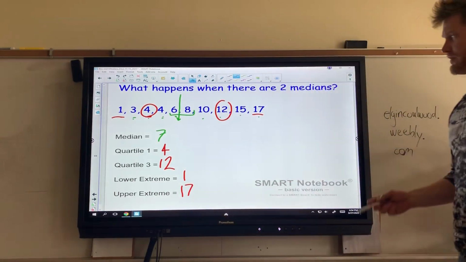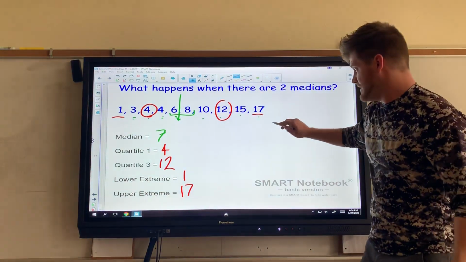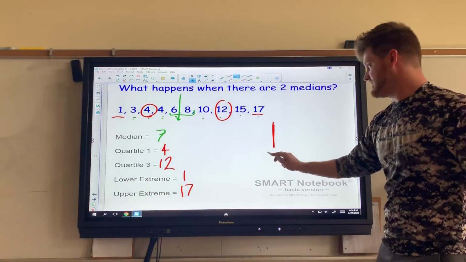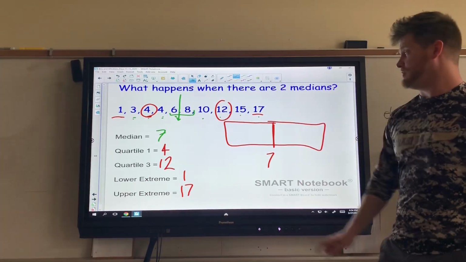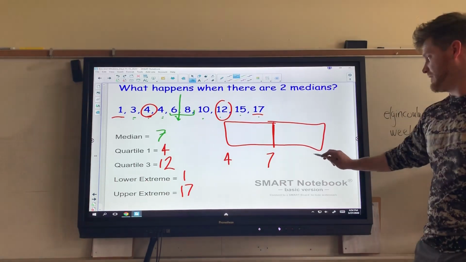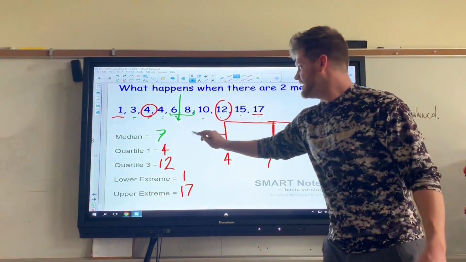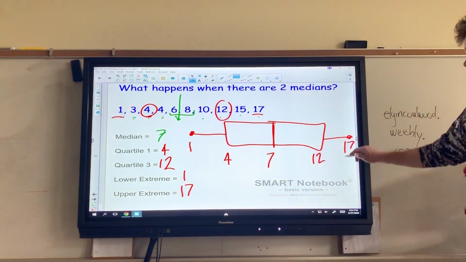This one is already in order from least to greatest, so it's a little easier. Now when we create this, the median is going to be above a 7. Go ahead and draw your box. Q1 starts, the box starts at 4. The box ends, Q3, at 12. The minimum is going to be a 1. The maximum is going to be that 17.